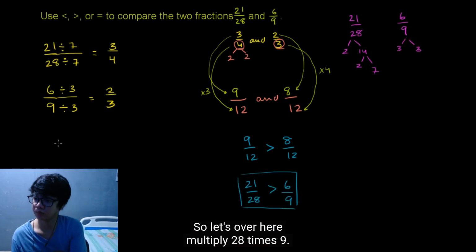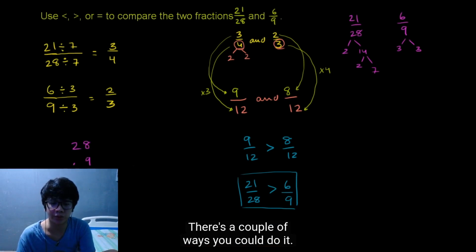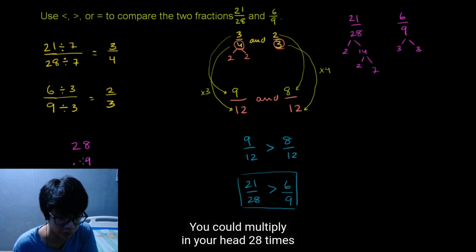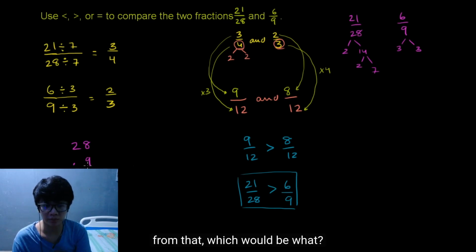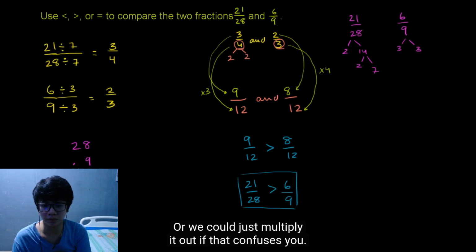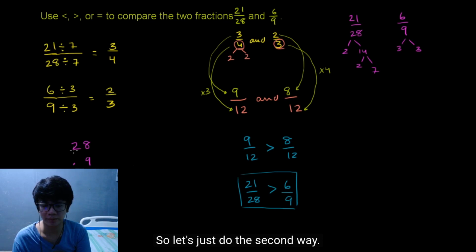So let's over here multiply 28 times 9. There's a couple ways you could do it. You could multiply in your head 28 times 10, which would be 280, and then subtract 28 from that, which would be 252. Or we could just multiply it out if that confuses you. So let's just do the second way.